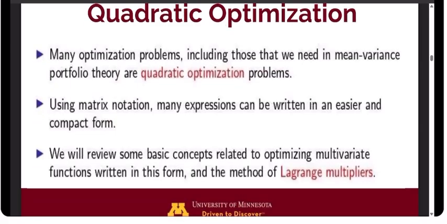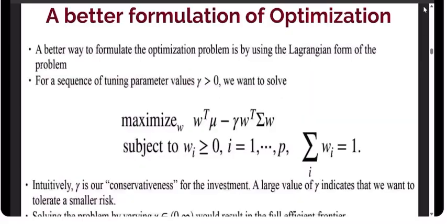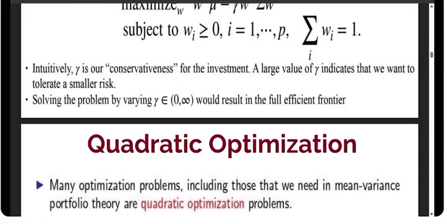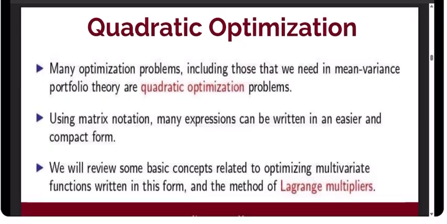Okay, so what I showed you the other time is a quadratic optimization. What makes it quadratic? Because of this term. That's quadratic in nature. So we call that a quadratic optimization problem.